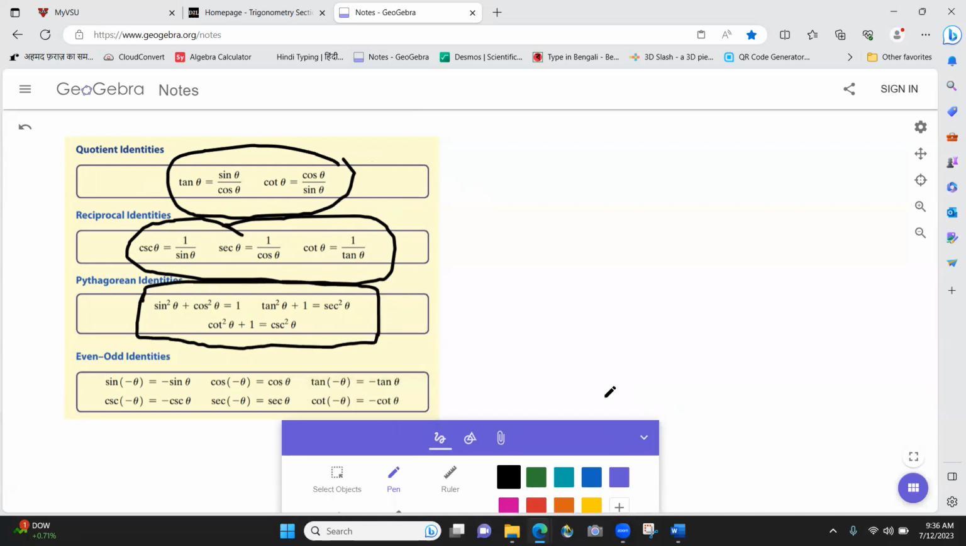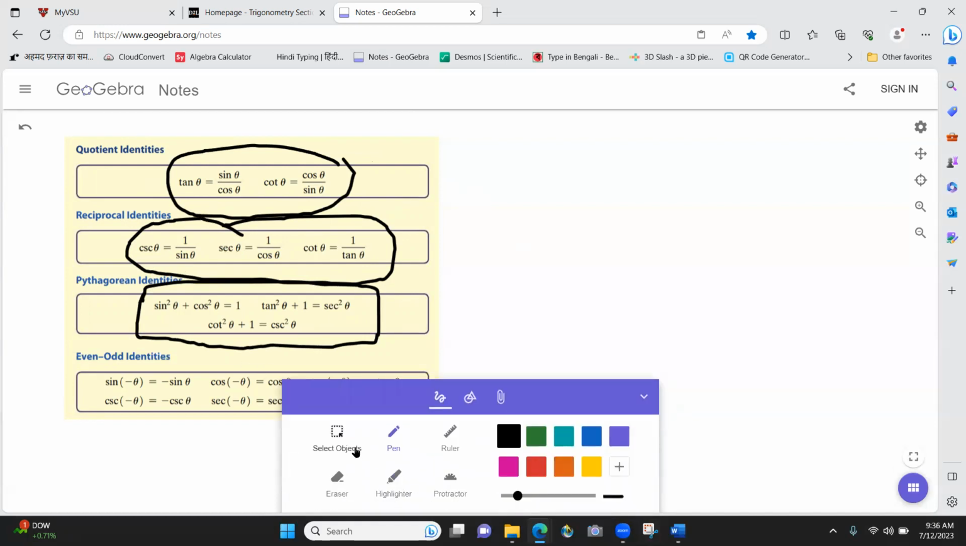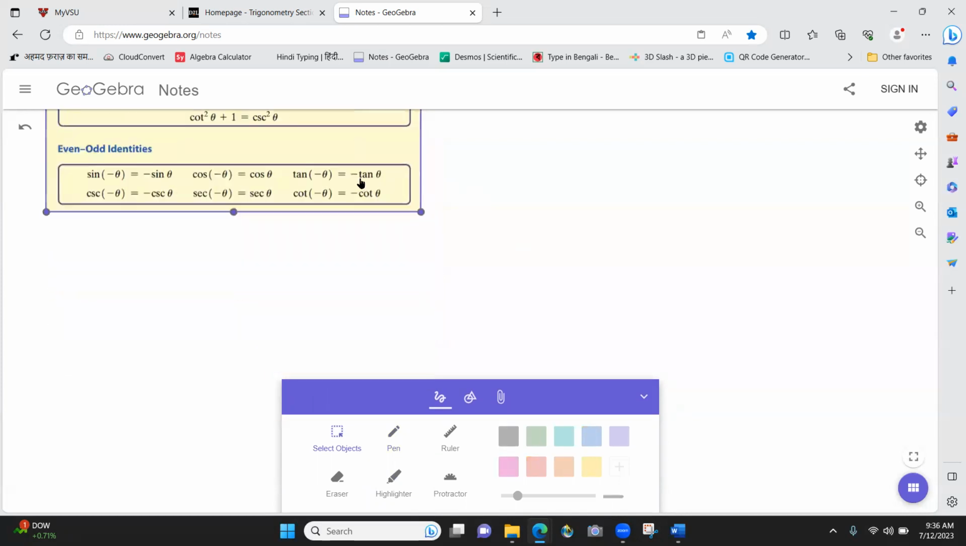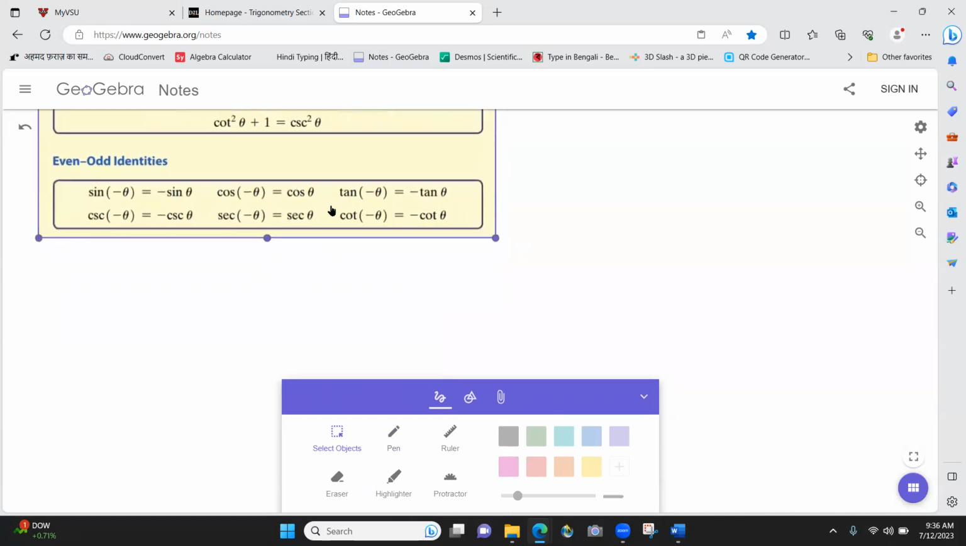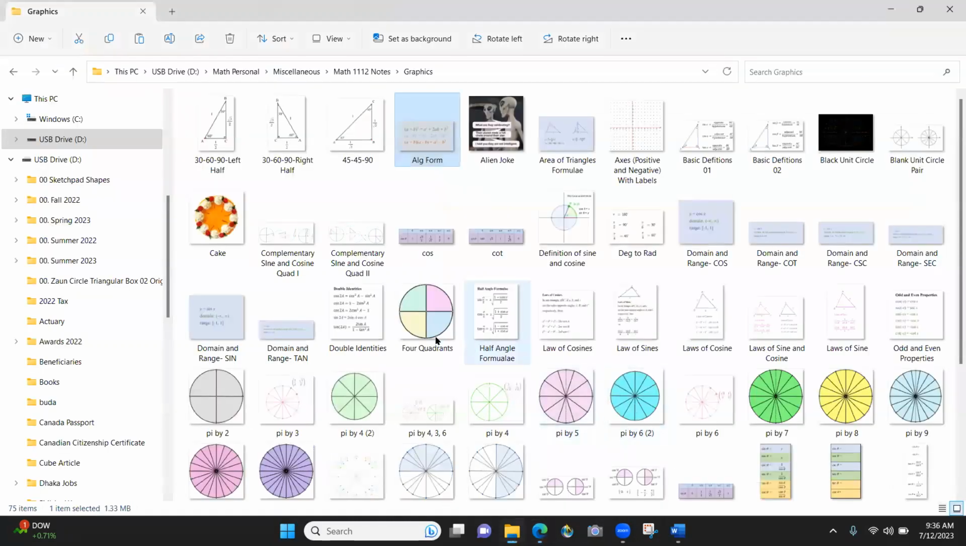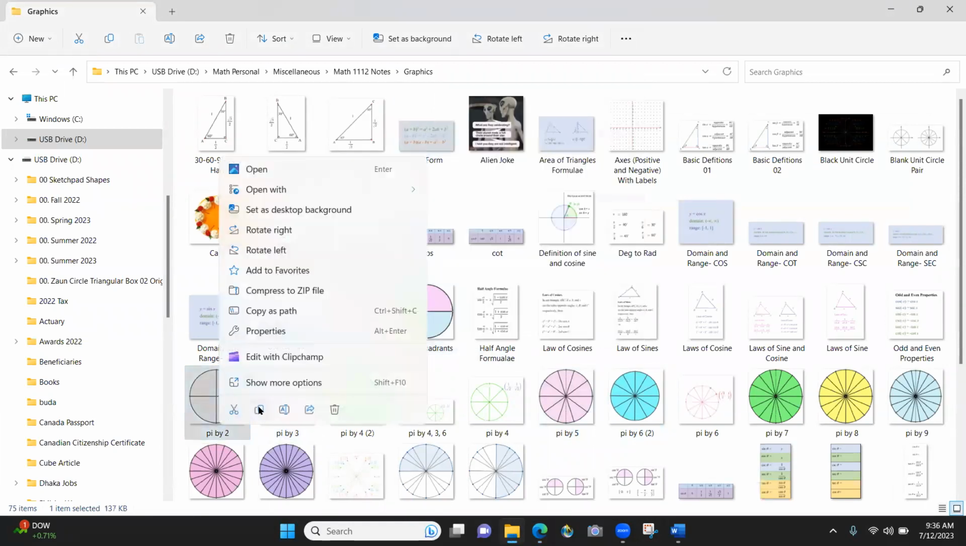Now, the last part is the one we generally struggle with, so I'm going to go over it again. It was explained in chapter 2, but I'm going to tell you why these formulas, called even-odd identities, look the way they do. So here's a unit circle. Suppose this is my unit circle.